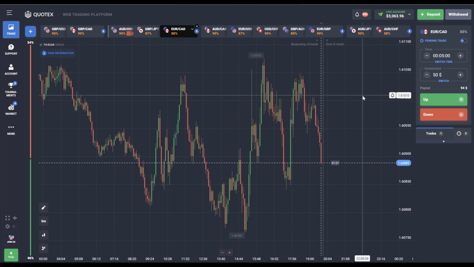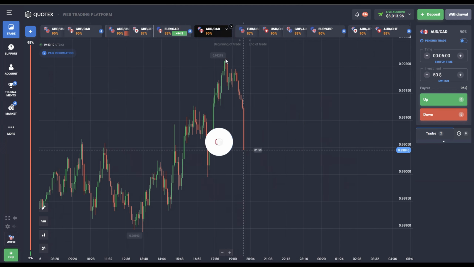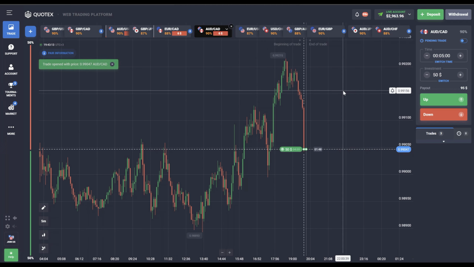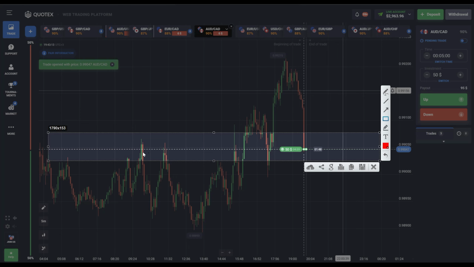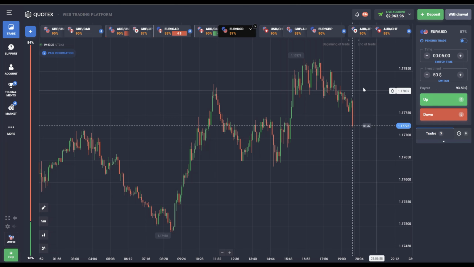For the Euro Canadian, I'll open another trade since the price has dropped much lower. There's also a solid support zone. Regarding the Aussie Canadian, we'll open a position here too, trying to profit from this strong momentum. We have a clear zone where price reversals are visible. The main thing is that the momentum doesn't continue, otherwise it'll be really bad.